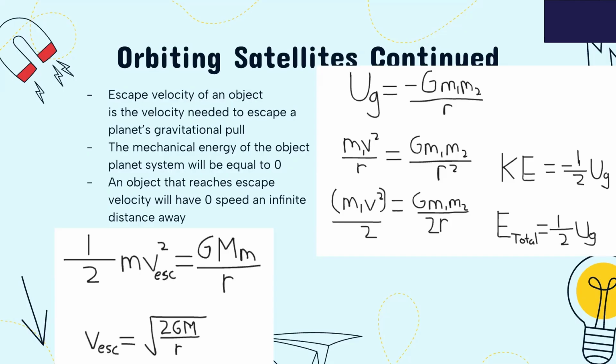So we cancel out the r's on the bottom, and we divide by 2. So the kinetic energy, 1/2 m1 v squared, is equal to G m1 m2 over 2r, which is just 1/2 the magnitude of gravitational potential energy. So then we add this to the gravitational potential energy, minus G m1 m2 over r, and we get the total mechanical energy, and the total energy of the system as a whole equals 1/2 UG, where UG is the gravitational potential energy of the system.